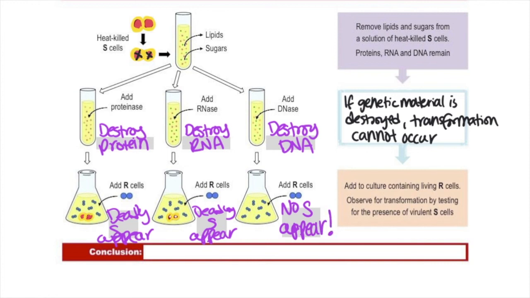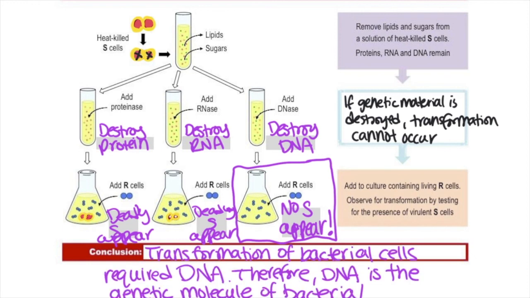Okay, so this is important right here. If we destroyed the DNA, transformation could not happen. Therefore, we must have destroyed that genetic molecule. If we destroy the genetic molecule, it can't be exchanged into a different cell. So therefore, our conclusion of this experiment could be that transformation of bacterial cells required DNA. Therefore, DNA is the genetic molecule of bacteria.